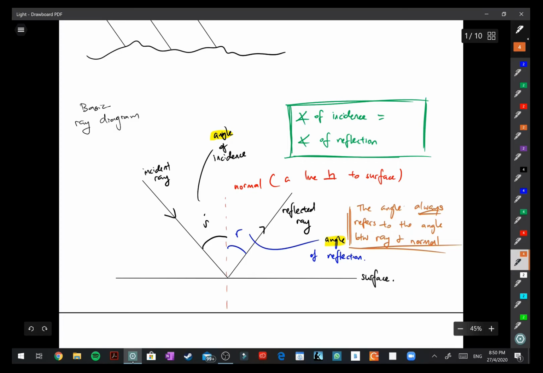Okay, so this is something that you all need to take note of. It's between the normal and the ray. This is my reflected angle, this is my incident angle. I don't want to see anyone labeling it in this manner, because they are not supposed to be there, right? Okay, now back to diffuse reflection.